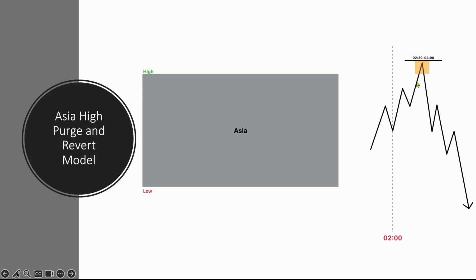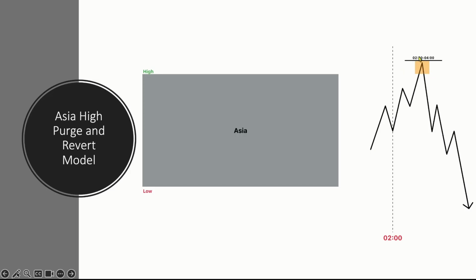So for example, the left side of the curve, their respective discount arrays get violated, or a lower time frame breaker setup forms, market structure shift pattern, change in the state of delivery occurs after the Asia high gets purged. During what time? During 2:30 to 4. If no reversal occurs during 2:30 to 4, I would walk away from the London session.